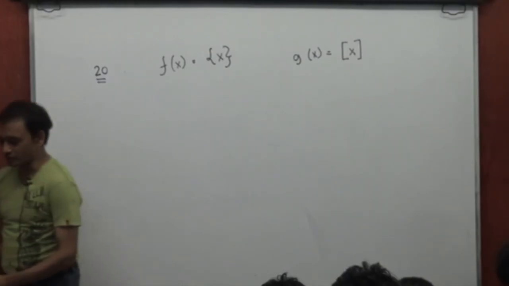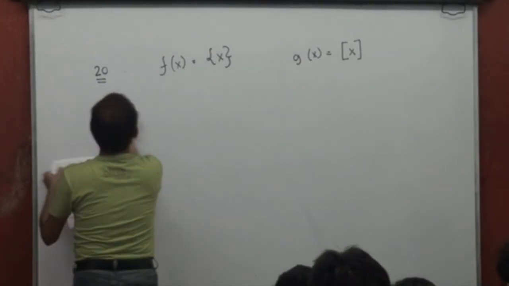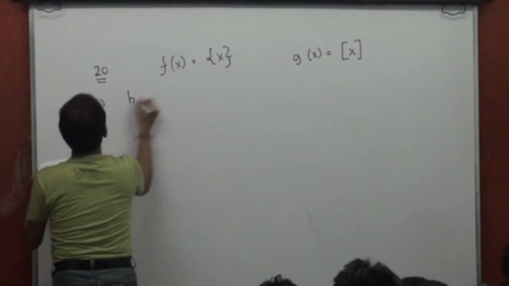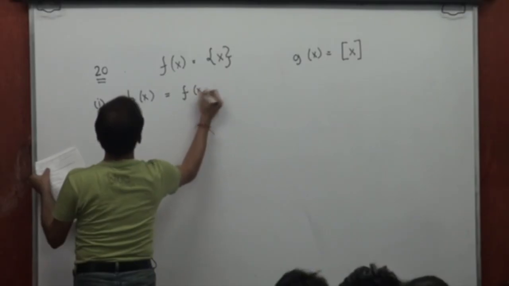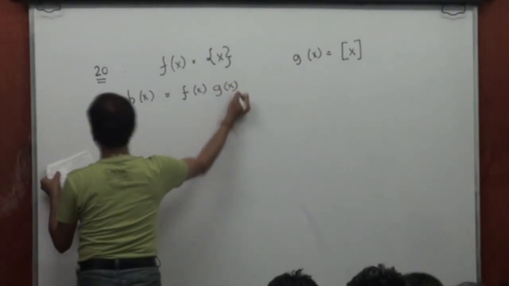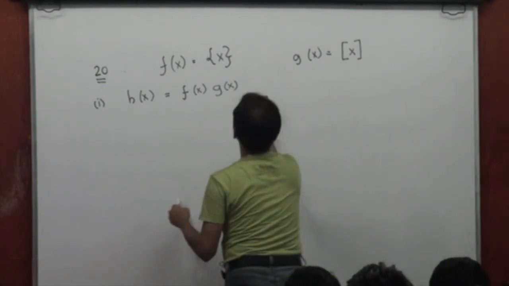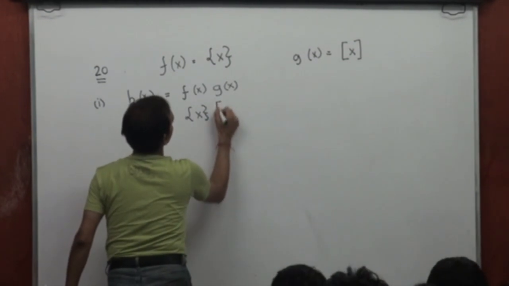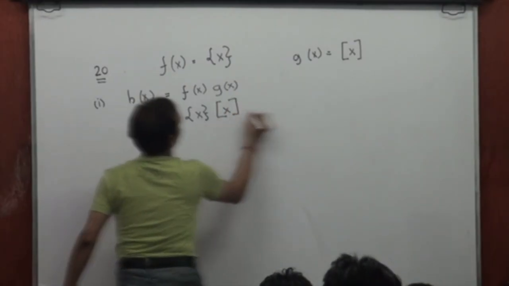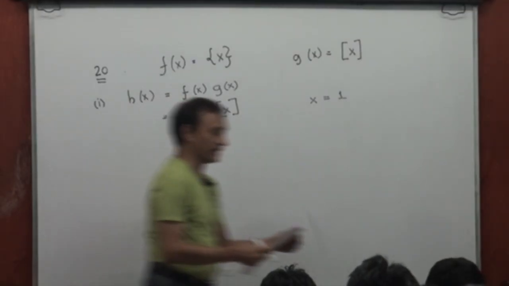f(x) is the fractional part of x, g(x) is the box x (greatest integer function). Number 1, h(x) is f(x) into g(x). We want to check at x equal to 1 and 2. You want to check this for continuity at x equal to 1.